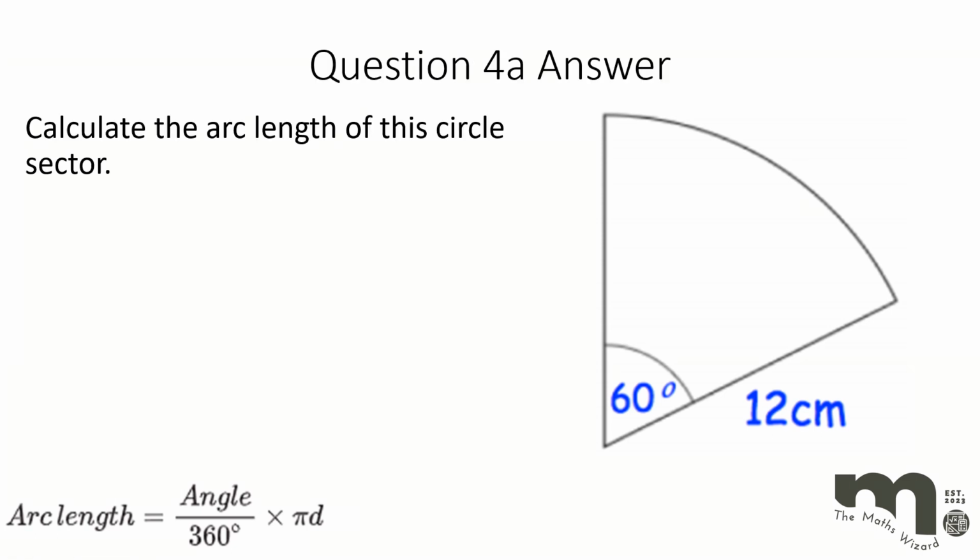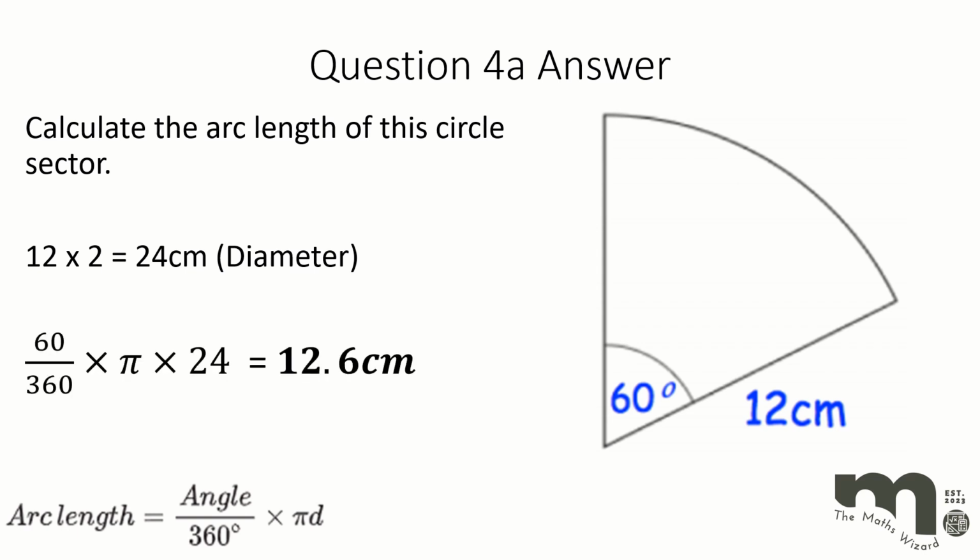Okay, so let's go through the answer to this question. First of all, we've got the diameter there. The diameter is 24 because this 12 centimeters only shows you the radius, because it goes from the edge to the center of the circle. So we need that. Then this is where we use our formula. Our angle there is 60.